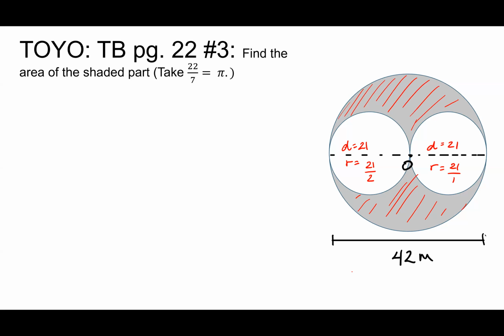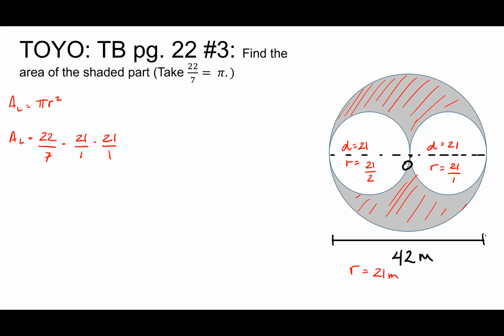Okay, what's my radius for the large circle, you guys? What is it? My radius, 21 meters. Okay, so let's start with the area of the large circle. I'm just going to call that area large. So pi r squared. And we're going to use 22 over 7 times 21 over 1 times 21 over 1.